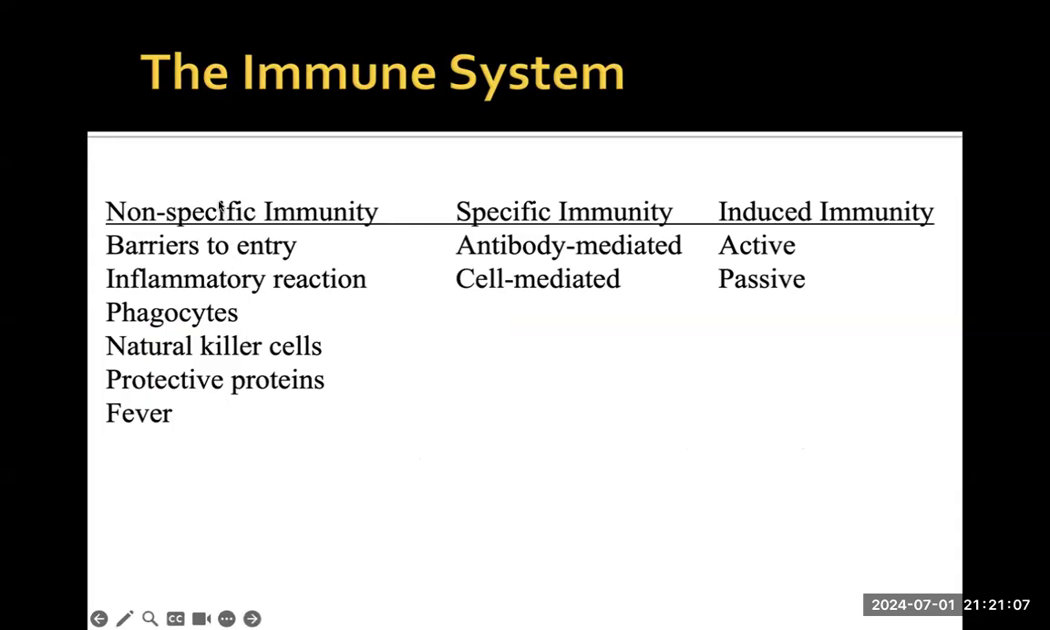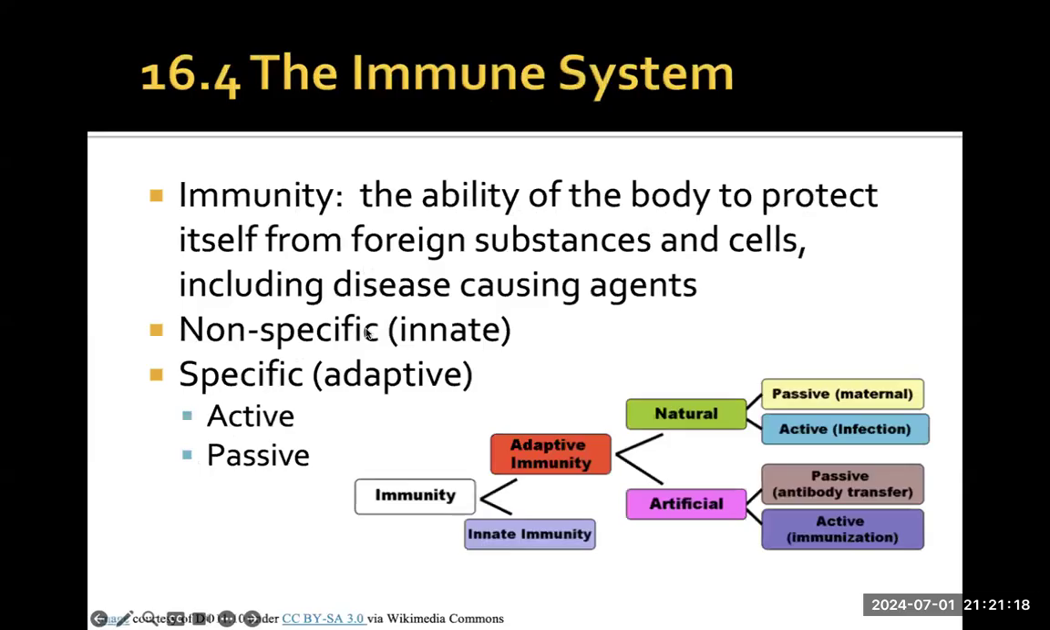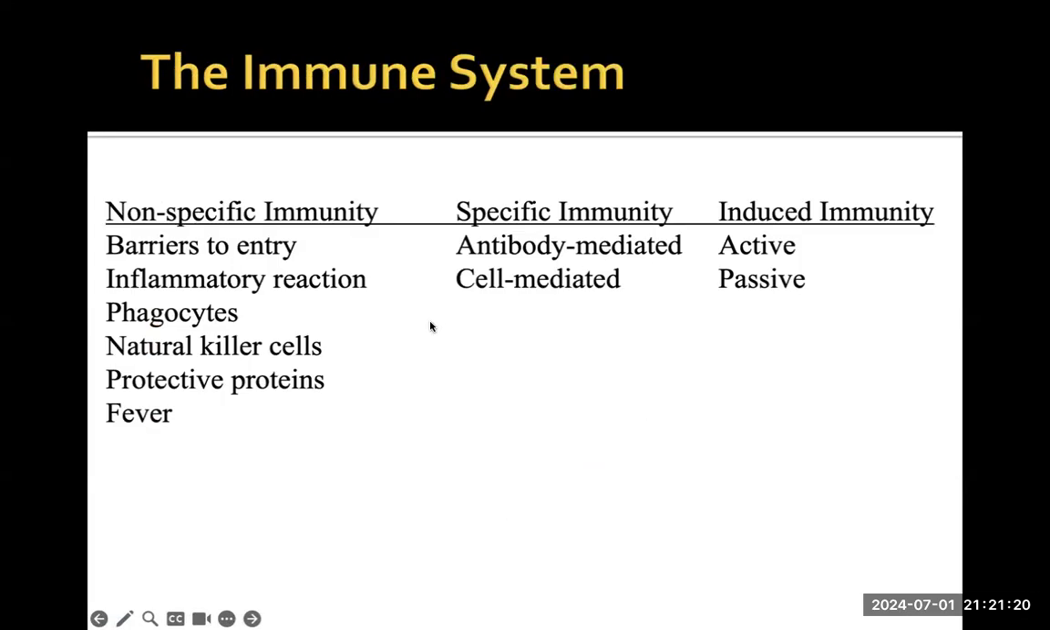Okay, so that takes us into this, and it's telling you these are types of non-specific immunity in the body. These are types of specific immunity, and these are types of induced immunity. So if you go back, non-specific means innate, which means you were born with it. So barriers to entry, that's your skin. Inflammatory reaction. If a bug bites you, you're going to have some inflammation in the area. Phagocytes, right? Those are macrophages. Natural killer cells. Those are literally a type of cell in your body that help kill off foreign things.